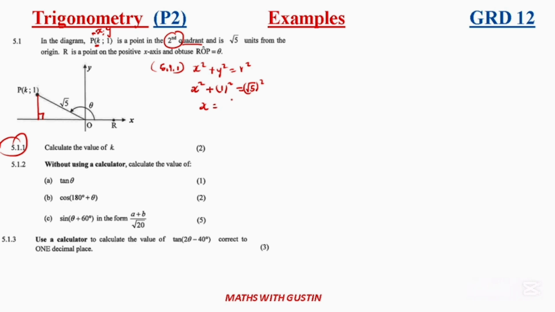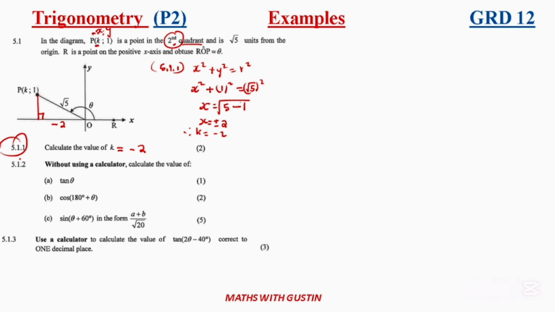So square root of 5 squared is going to give us 5. If you take 1 to the other side, it's going to be negative 1. Then you take the square root. The answer here is X equals plus or minus 2. Now we all know it's going to be minus 2. Why? Because it's in the second quadrant, the X coordinate will be negative. So therefore K equals negative 2, as expected.